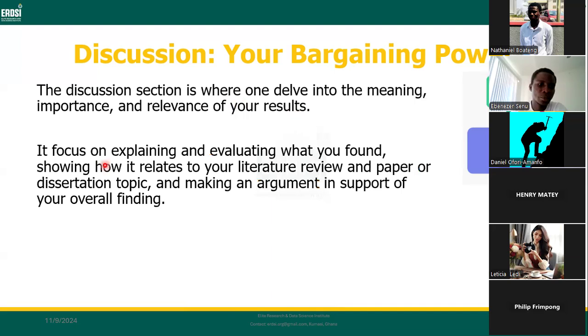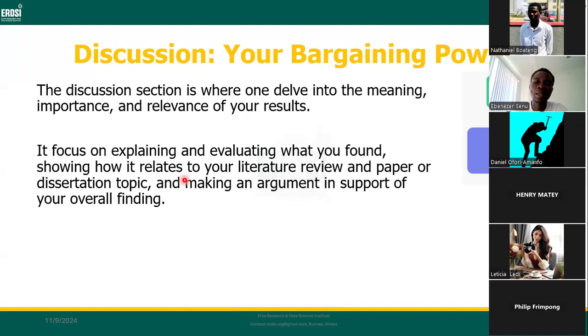Because it's focused on explaining and evaluating what you found, showing how it relates to your literature and paper or any topic, and making arguments in support of your overall finding. You have to be able to make the argument that yes, what I found is really the true information. Maybe someone has found the opposite of what you found, but in your discussion, you are going to say, yes, based on this scientific pathway and these principles, the result you found is also true. And it's all in the discussion that you are going to do this.